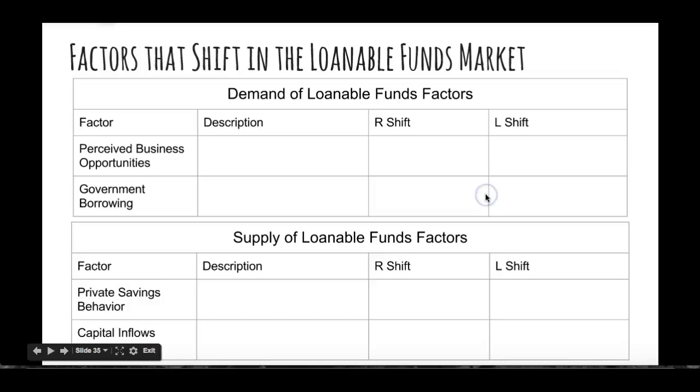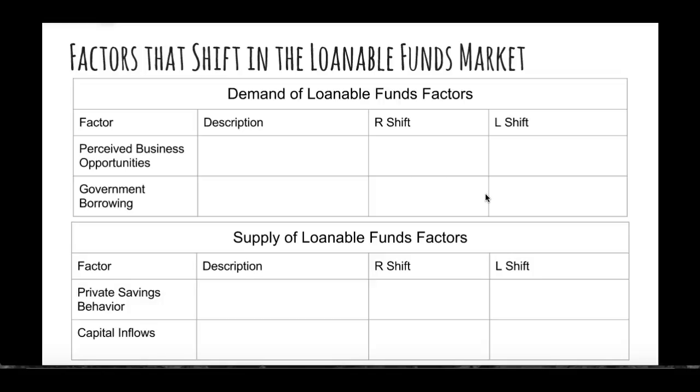So if that's the case, there are things that will shift the demand for loanable funds and things that will shift the supply of loanable funds. So yes, we have more charts. Yay! There are 2 here, and notice it keeps it nice and simple: there are 2 factors for each. The two factors that cause a change in demand for loanable funds are perceived business opportunities and government borrowing.